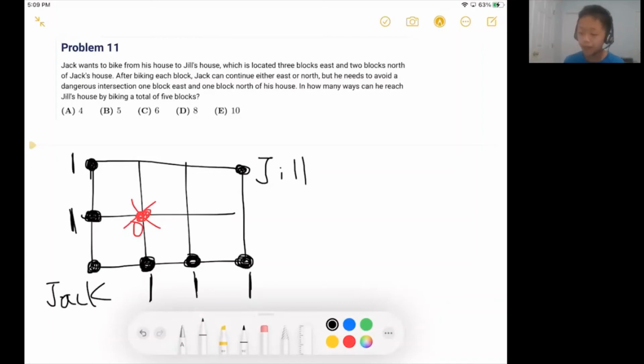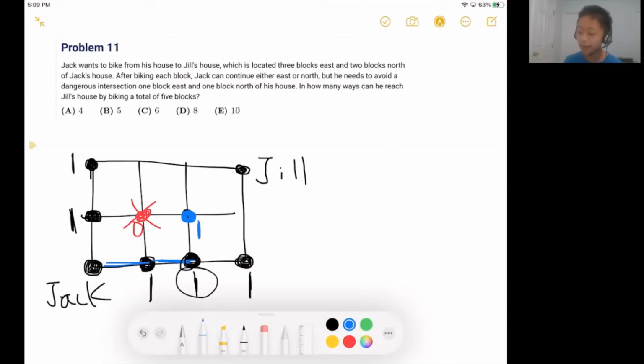Now we can continue this logic. How many ways are there for Jack to get to this point? Let me do it in a different color. This point's a little more special. There's only 1 way to get to this point, because Jack has to take this route. He has to go 2 units to the right, and then from here, we know there's only 1 way to get from his house to here. That's why this number is 1. He can only go right, up.